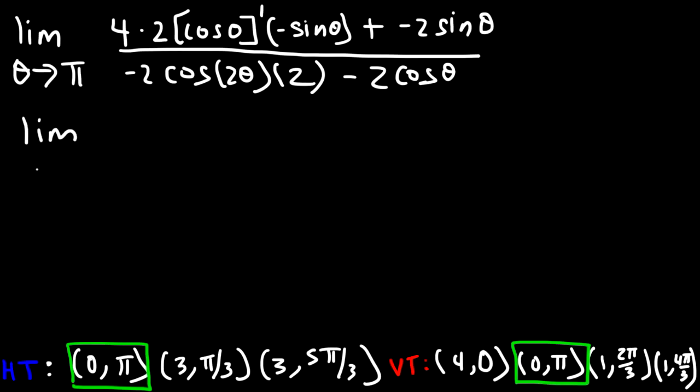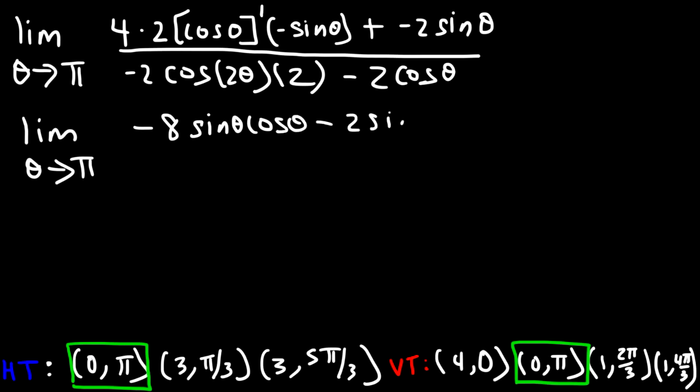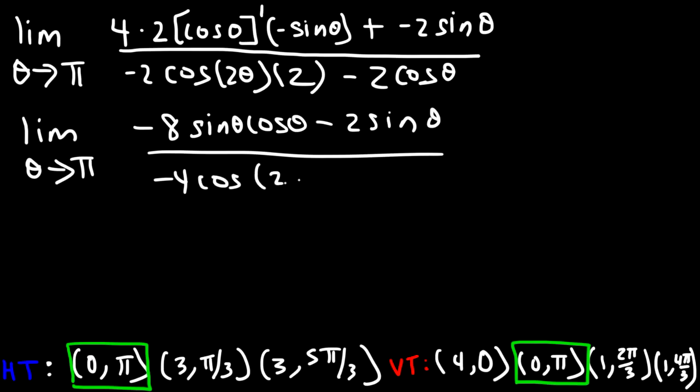Now I'm just going to simplify this before I replace theta with pi. So I have negative 8 sine theta cosine theta on top, minus 2 sine theta, over negative 4 cosine 2 theta minus 2 cosine theta. So now let's replace theta with pi.